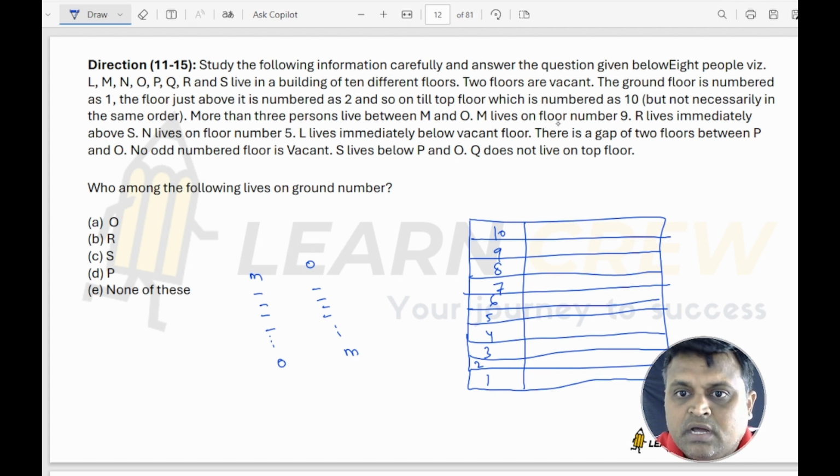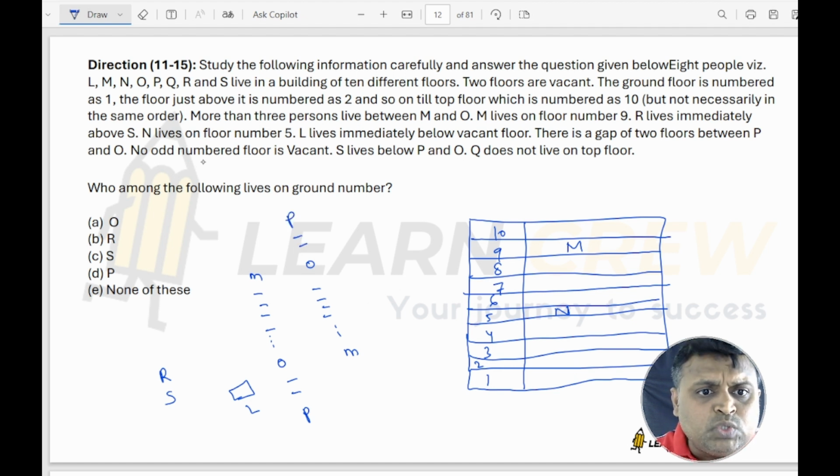M lives on floor number 9. R lives immediately above S. N lives on floor number 5. L lives immediately below a vacant floor. There is a gap of 2 floors between P and O.